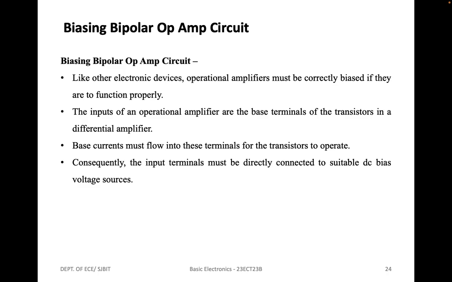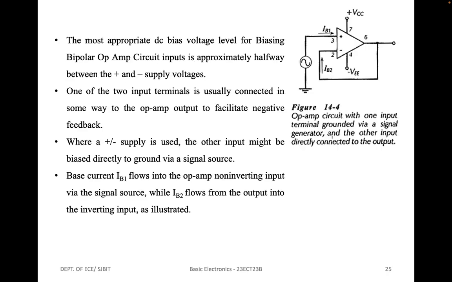The most appropriate DC bias voltage for op-amp inputs is approximately halfway between the positive and the negative supply voltages. One of the two input terminals is usually connected in some way to the op-amp output to facilitate negative feedback. So the connection from output pin number 6 to input pin number 2 shows the negative feedback, where a plus or minus supply is used.